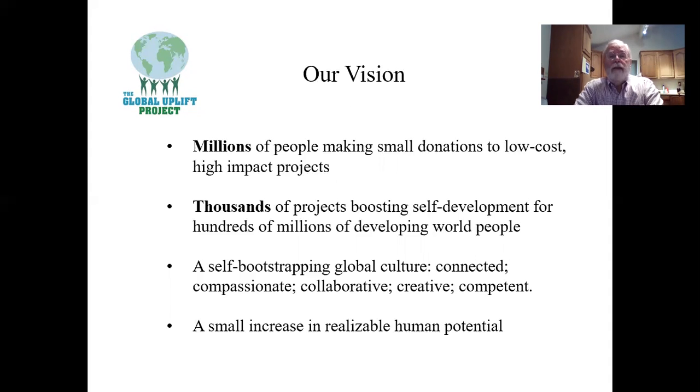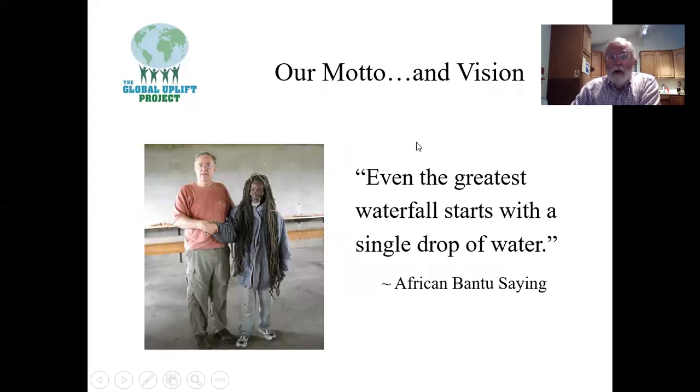There it says, the next bullet, a self-bootstrapping global culture where people are connected, where they're compassionate, where they're collaborative, they're creative, and most importantly, where they're competent, where they have personal experience of having improved the human condition. And as a result, we have a small, as I said, an evolutionary scale increase in the realizable human potential. This is possible. There's our motto and our vision.